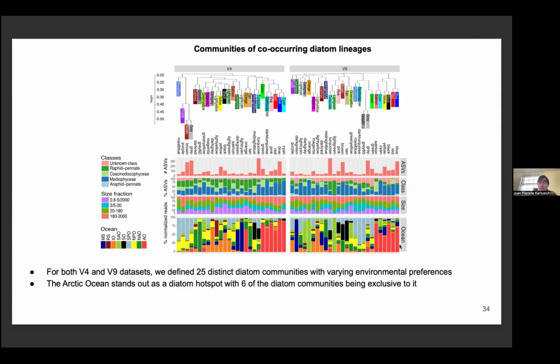One important message here is that the Arctic Ocean, displayed in red, stands out as a diatom hotspot, because 6 of the 25 communities were exclusively or mainly detected in that area.